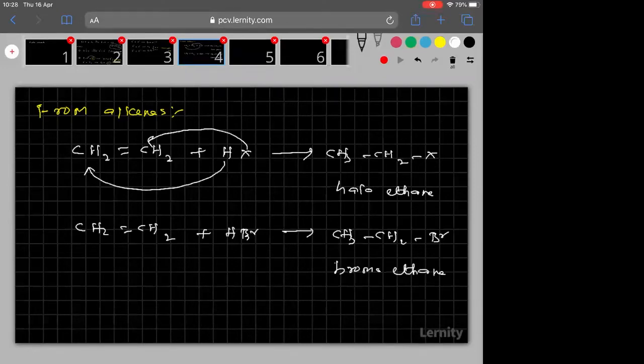So now you may ask me a question, sir, if we take unsymmetrical alkene, then how to do that one? Okay, so can I change the slide then? I hope you copied this one. Please copy it quickly.